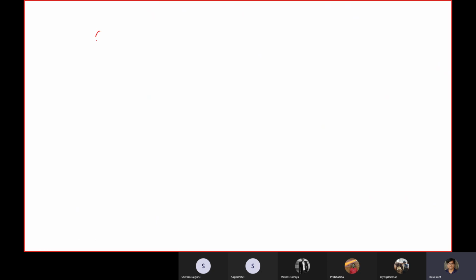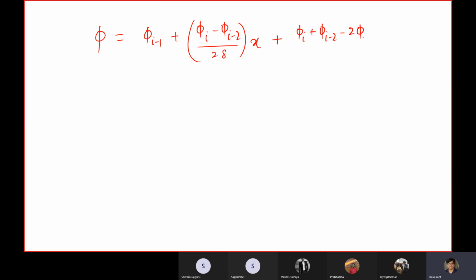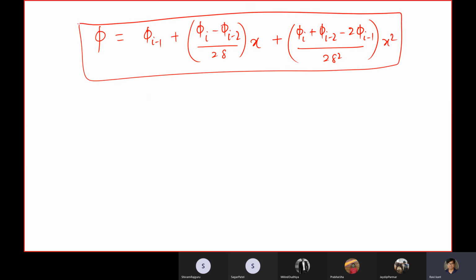So the polynomial reads as phi is equal to a0. So a0 is nothing but phi I minus 1, plus a1. a1 is phi I minus phi I minus 2 divided by 2 delta times x. This is my function, plus a2 is phi I plus phi I minus 2 minus 2 phi I minus 1 divided by 2 delta square times x square. So this is the polynomial we get.